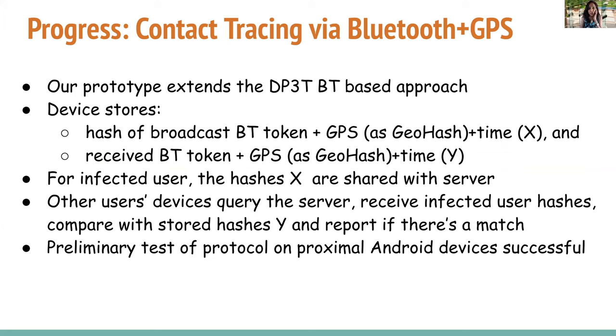So in short, what we've done is really built this out. And at the moment, we have about a couple of phones that work really well, Android devices, where we've taken DP3T and built over it to build our own hash protocol, which is GPS plus Bluetooth token plus timestamp. So far we are successful.